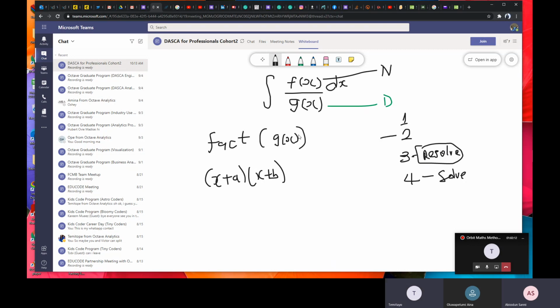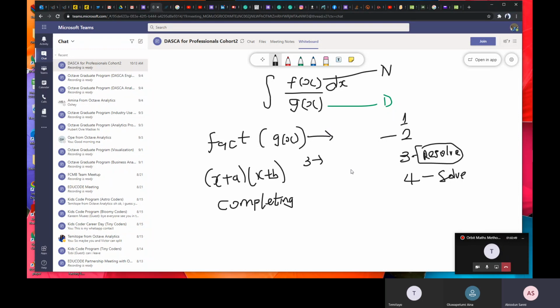But if you check your step 2 and see that it is not factorizable, then what you are going to do in your step 3 is not going to be resolve to partial fraction, and it's not going to be factorize because you cannot factorize it. Your step 3 in this case is to do what we call the completing the square method. You can write it down. That will be your step 3 if it's not factorizable.